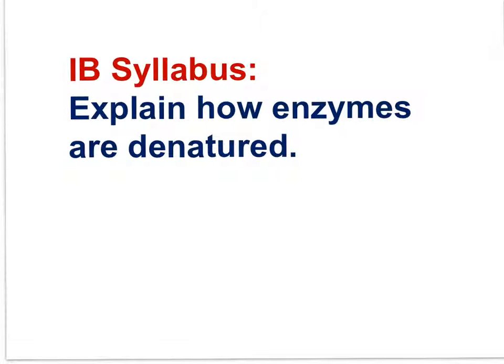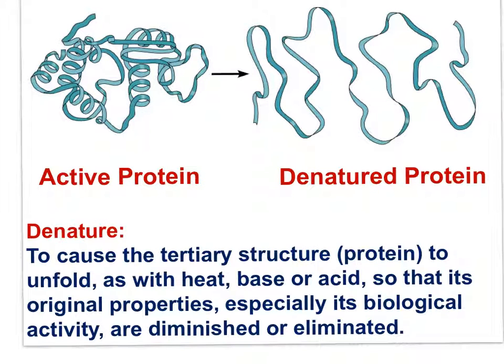And here's the relevant IB syllabus statement. Explain how enzymes are denatured. High temperatures or changes in levels of acidity cause the tertiary shape of enzymes to be disrupted. At high temperatures or with changes in pH, the active site no longer precisely fits the substrate. Rates of reaction decline or stop altogether when enzymes are denatured. Here's an image of an enzyme denaturing.